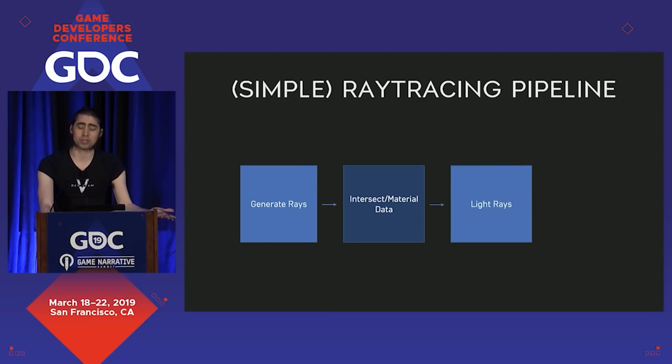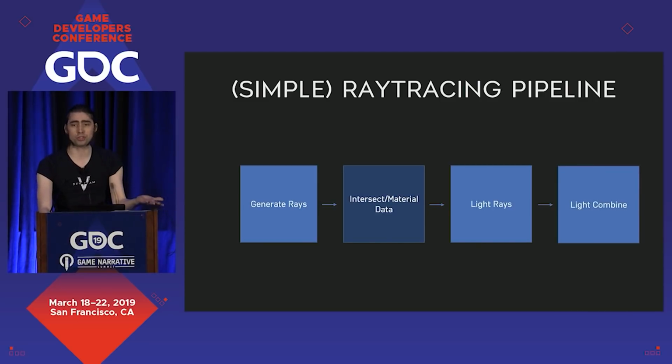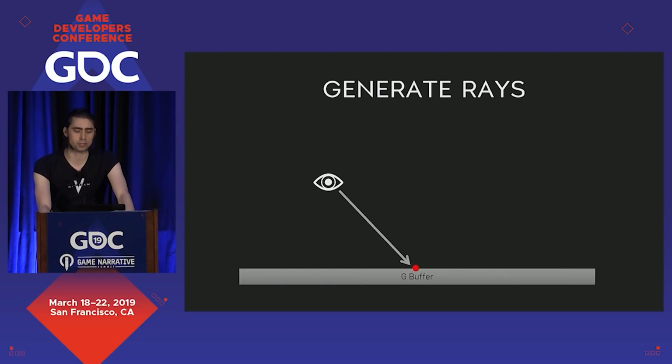OK, since we just get material data, we actually have to light it. So we light all these results, calculate the radiance, and then we need to recombine that with our rasterized result that by this point will also be lit. OK, let's look at these in a little bit more detail.